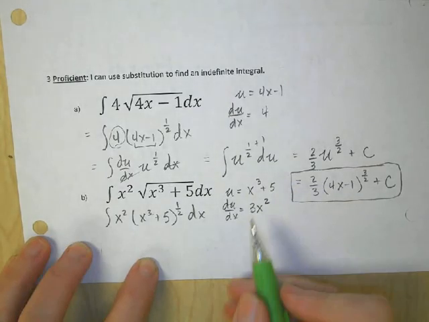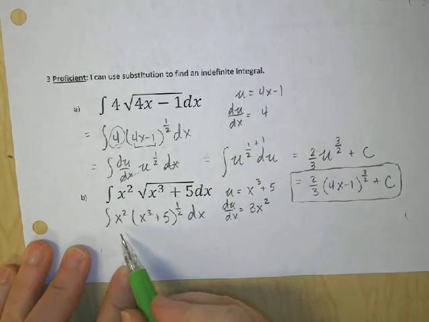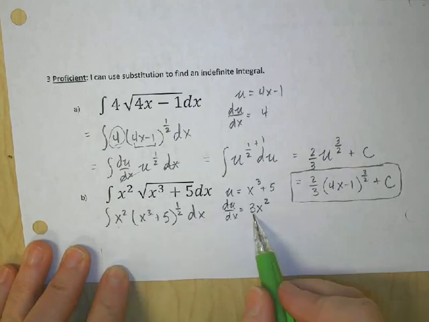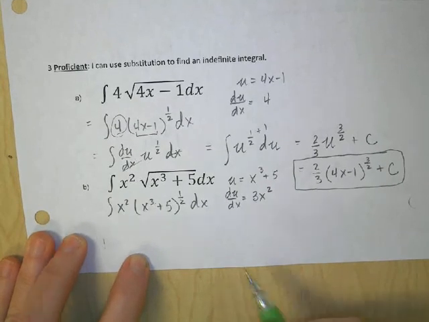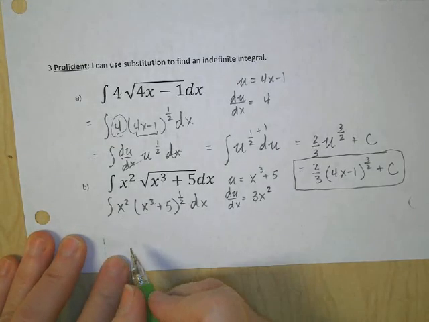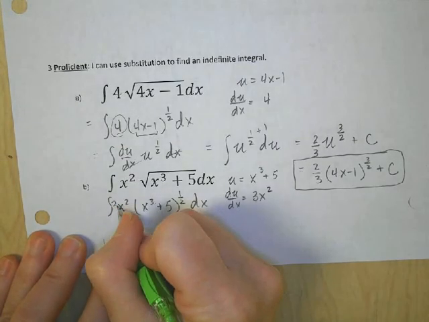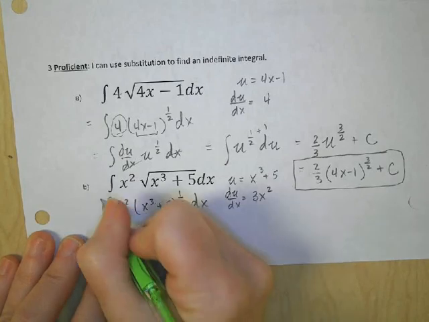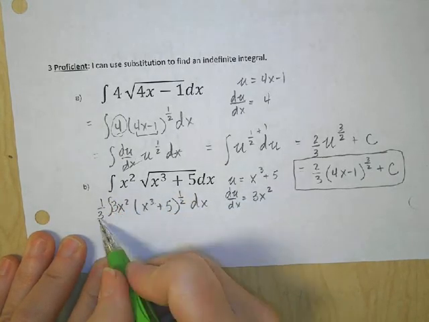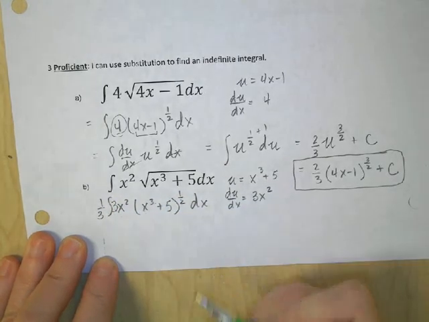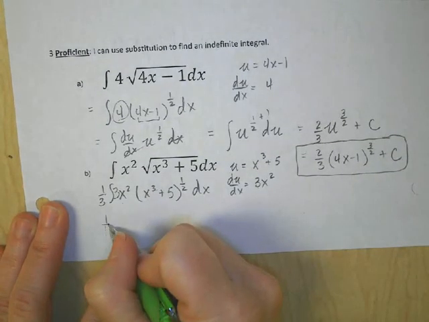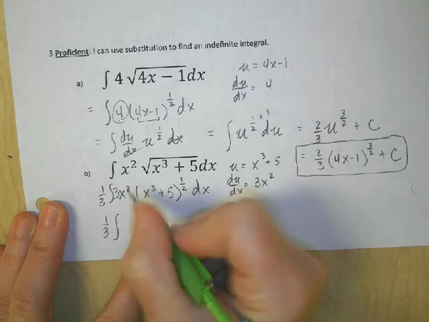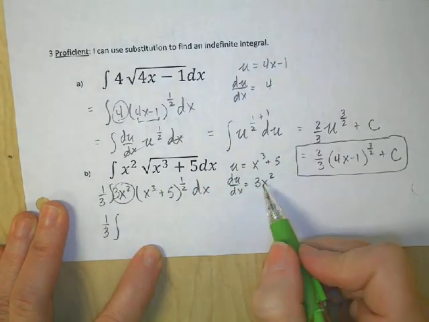So do I have a 3x squared? Ooh, I have an x squared, but I don't have a 3x squared. I'm missing the 3. So if I'm missing part of the du dx, I'm going to have to put it in. So I'm going to put in a 3 here, and to counteract that, I need to multiply by its reciprocal, because 1/3 times 3 is 1, and I'm allowed to multiply by 1. All right, so now I'm going to rewrite this. This is 1/3. The 3x squared is my du dx.